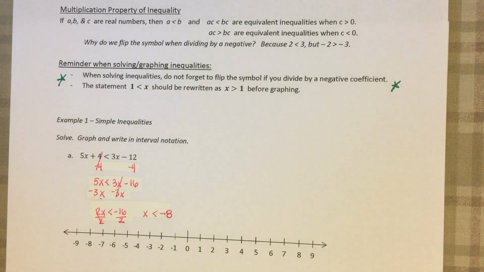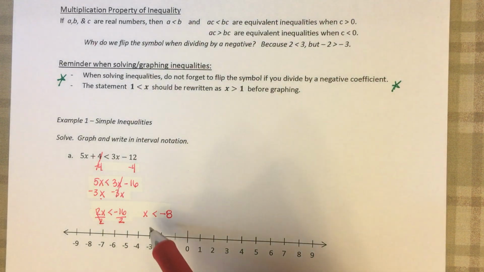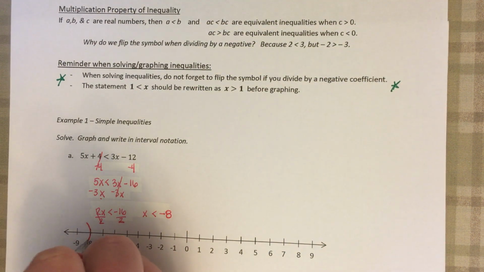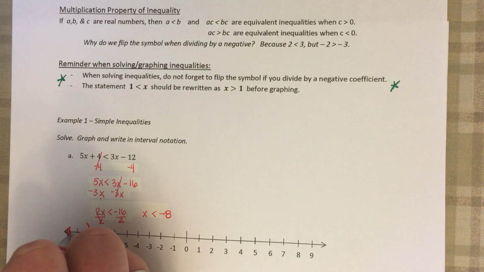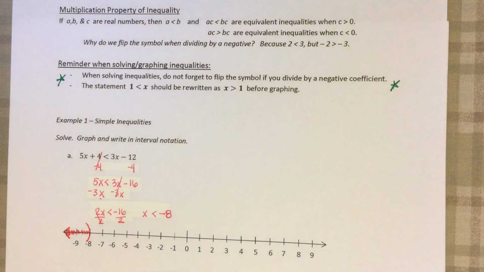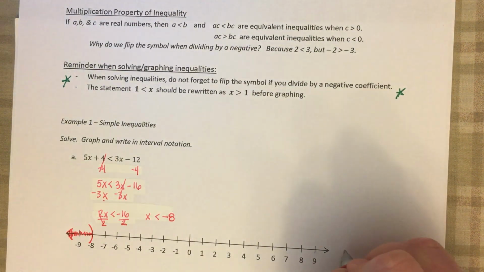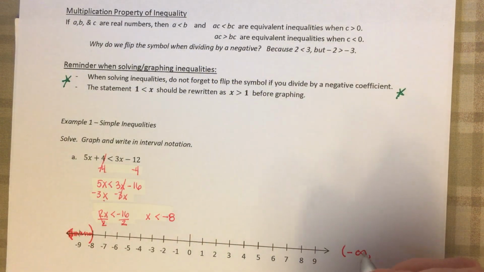Going to our number line then, we're going to look for x is less than negative 8. Negative 8 is here. Less than means we're going to the left. So we're just shading in this very small area on this end of our number line. Our interval notation that goes with this is going to be negative infinity, since that arrow to the left is shaded, to negative 8.